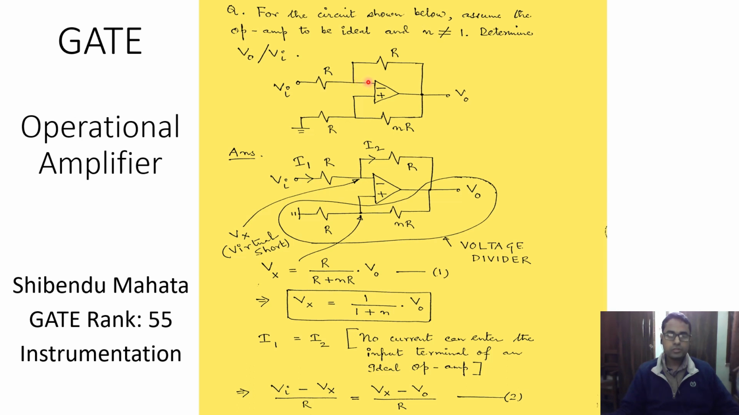Therefore, after that we can apply the concept that whatever is the incoming current to this node will be the same as the outgoing current from this node, and use that principle to find the expression for the output voltage to the input voltage. So that's the target for approaching this sort of problem.